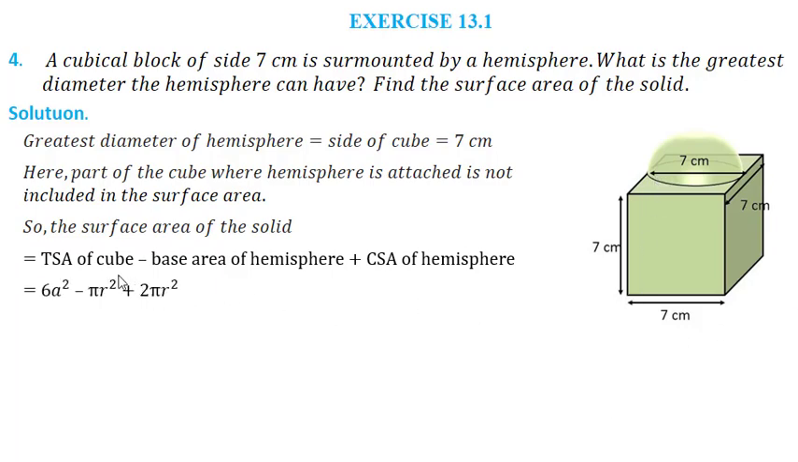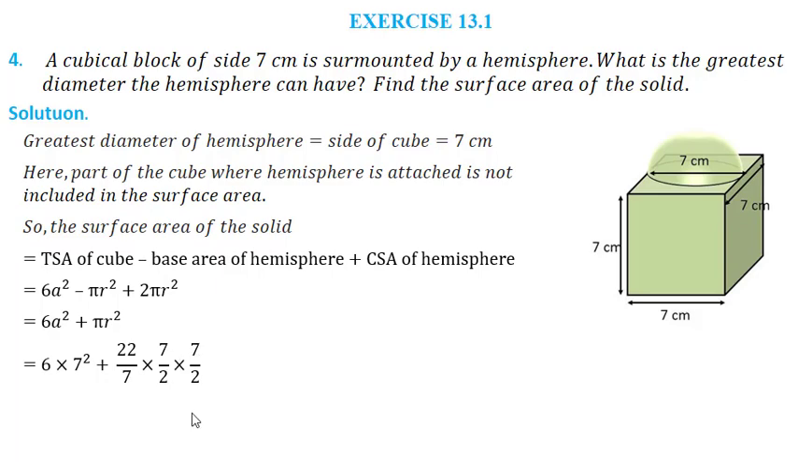So the total surface area of the cube is 6a square, the base area of the hemisphere is pi r square, and the curved surface area of the hemisphere is 2 pi r square. So 2 pi r square minus pi r square will give me pi r square. So 6a square plus pi r square will give me the result. The value of a is 7, so it is 6 into 7 square plus 22 upon 7 into 7 divided by 2 into 7 divided by 2.